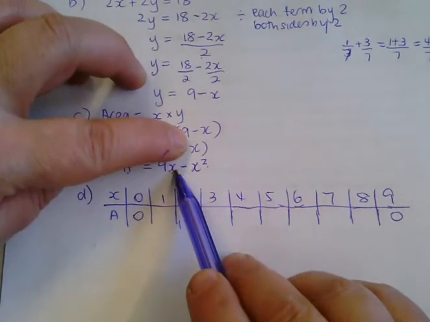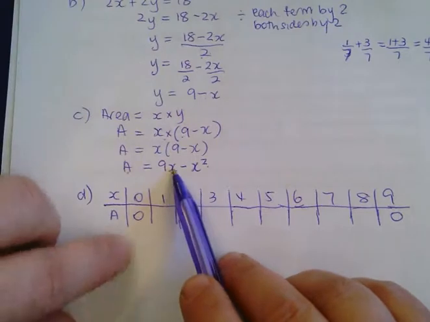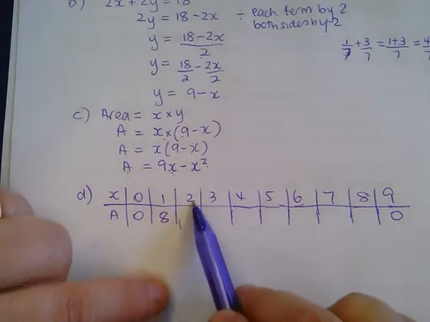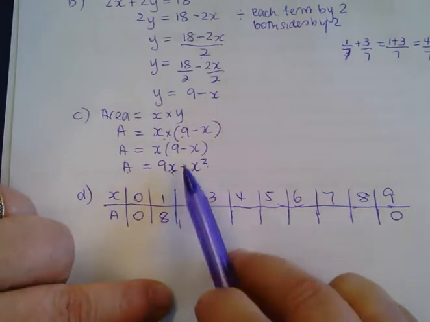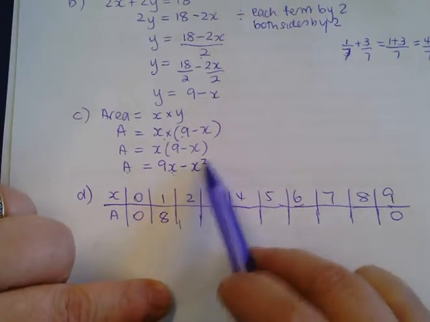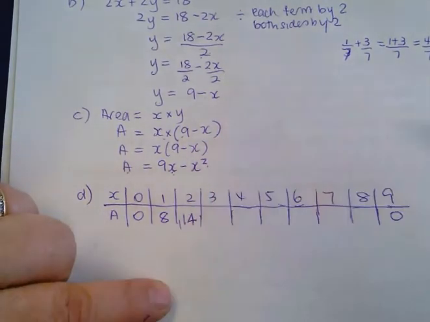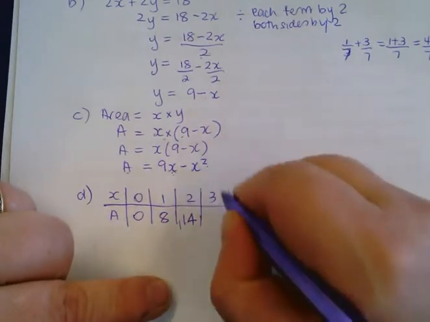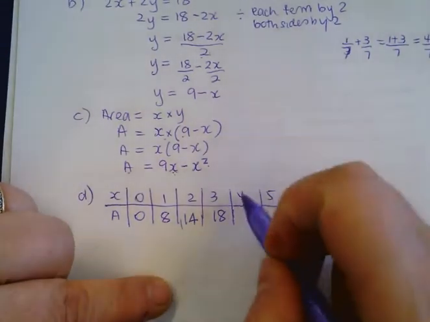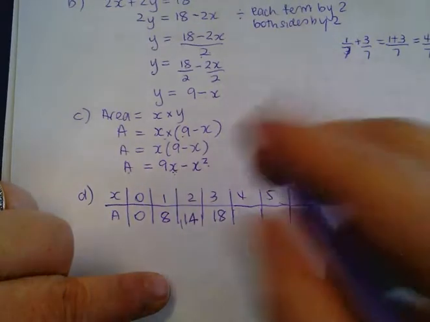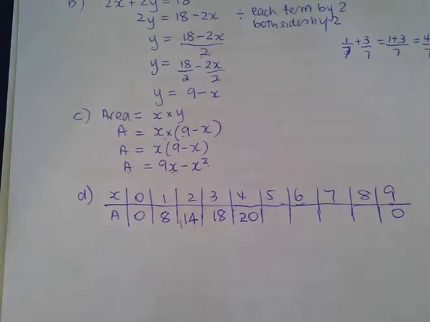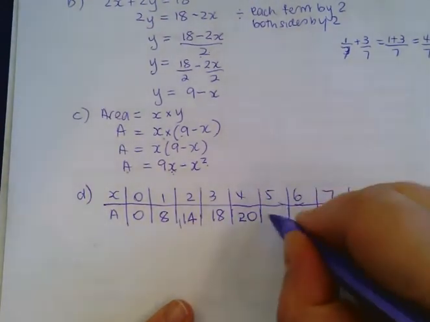When x is 1, you should be able to do this one in your head. 9 times 1 is 9, minus 1 is 8. When x is 2, 9 times 2 is 18, minus, what's 2 squared? So 18 minus 4 is 14. When x is 3, 9 times 3 is 27, minus 9, 18. We're getting there. When x is 4, 36 minus 16 is 20. When x is 5, I get 20 again.